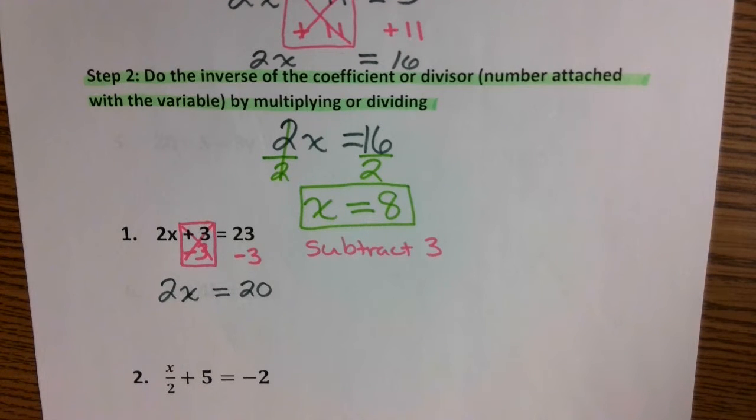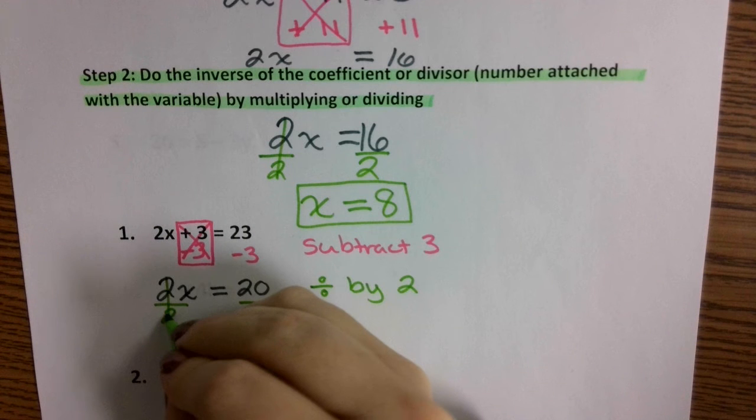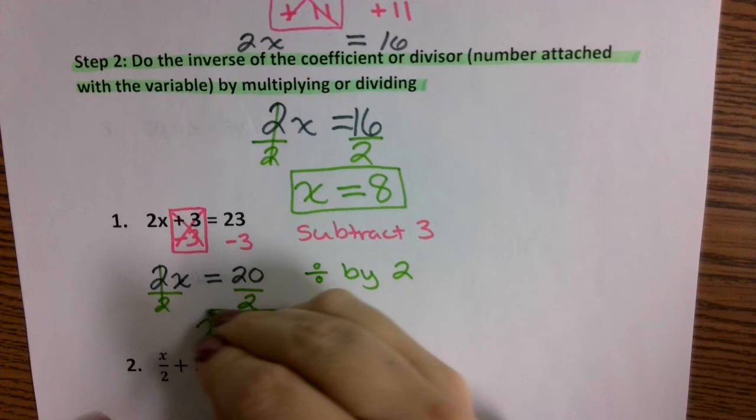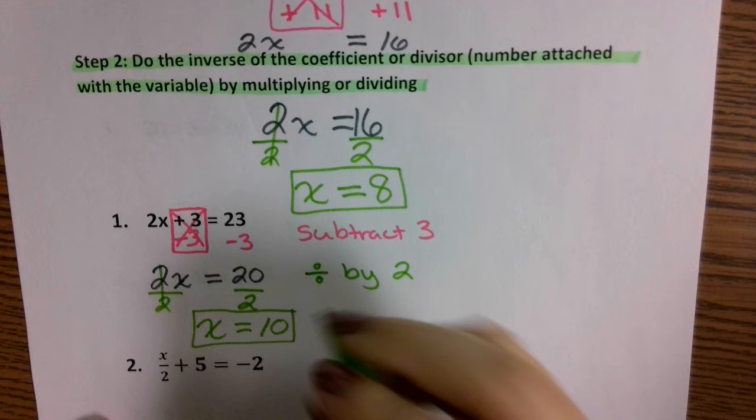What do I now need to do? What inverse operation am I going to do next? Divide. What am I dividing both sides by? 2. We're going to divide by 2. So we're dividing both sides by 2. What is 20 divided by 2? 10. So we get x is equal to 10, and there's our final answer. X is equal to 10, and we're done.